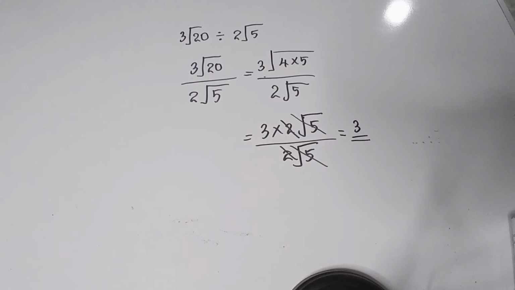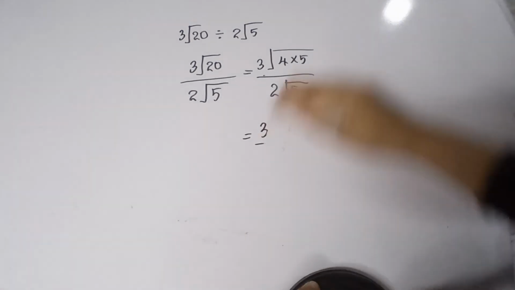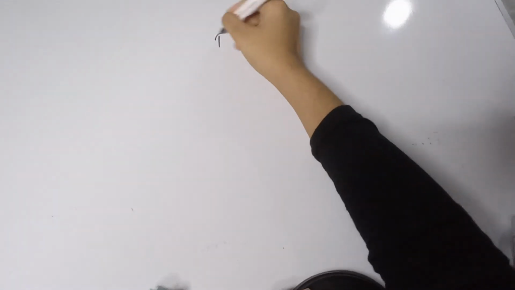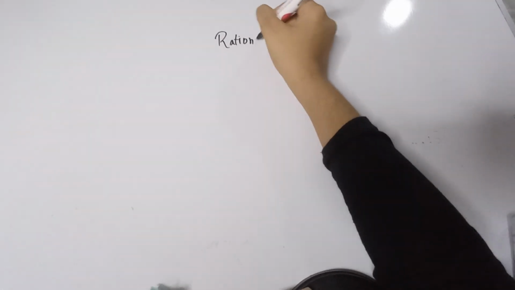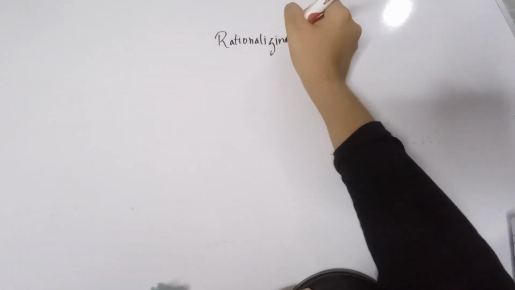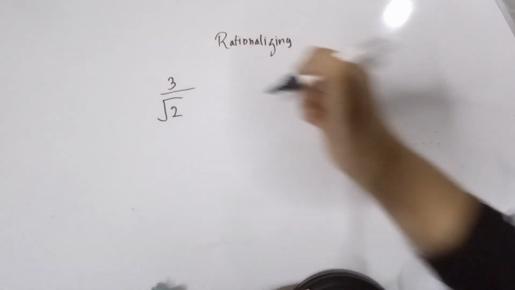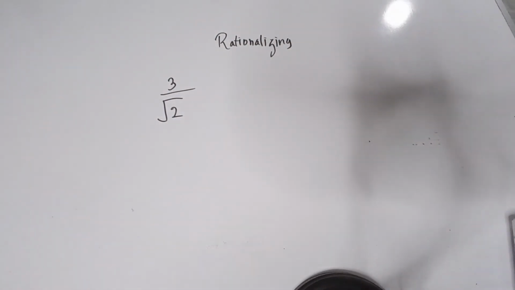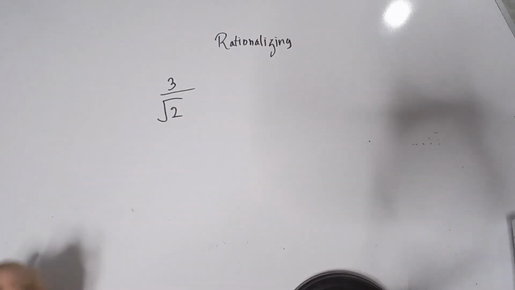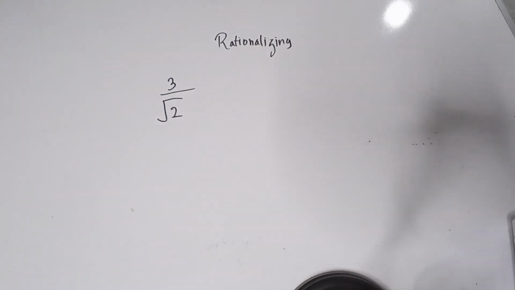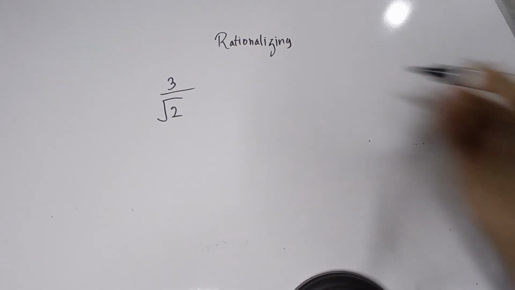But there is one more topic remaining. That is called rationalizing the surds. How do you rationalize the denominator of a surd? Listen, what is this rationalizing? For example, if I take 3 upon root 2, in the beginning I told you that there are surds which come in the denominator as well. So how do we rationalize? Rationalize means you remove the surd in the denominator. So that process is rationalizing. How do you do it?